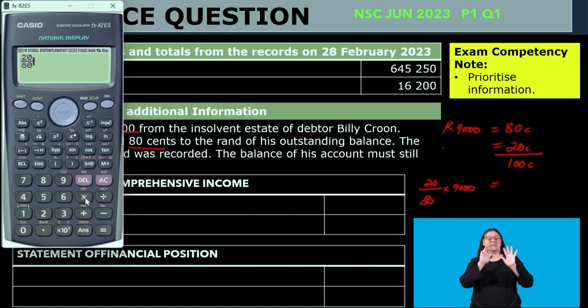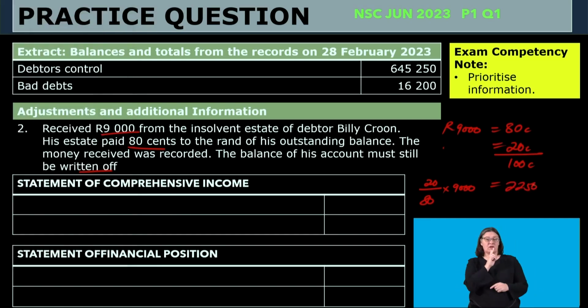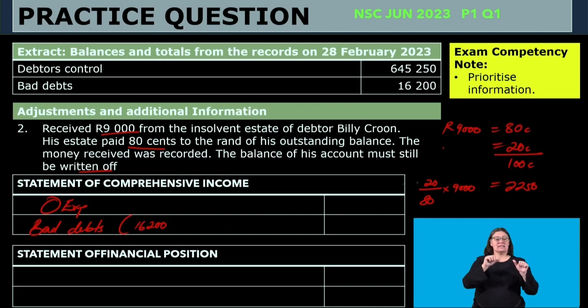Then I multiply all of this by 9,000. It will then give me 2,250. So I'll come here, 2,250. Now, under my operating expenses, I'll say bad debts. And then I have 16,200. But I now have an amount to record further as bad debts, 2,250, because the balance, which is the 20 cents, must be written off. So we have written off in this case.